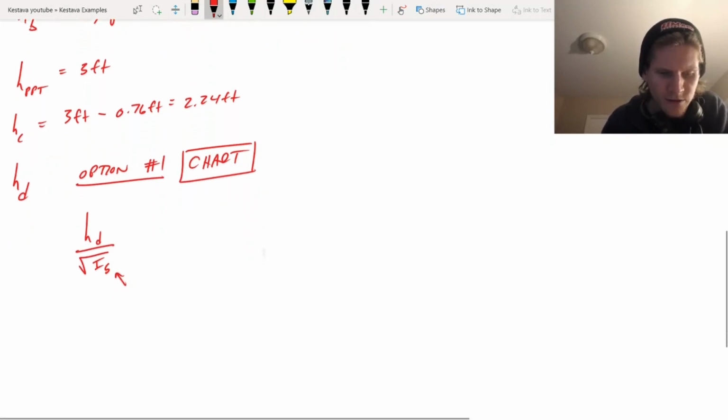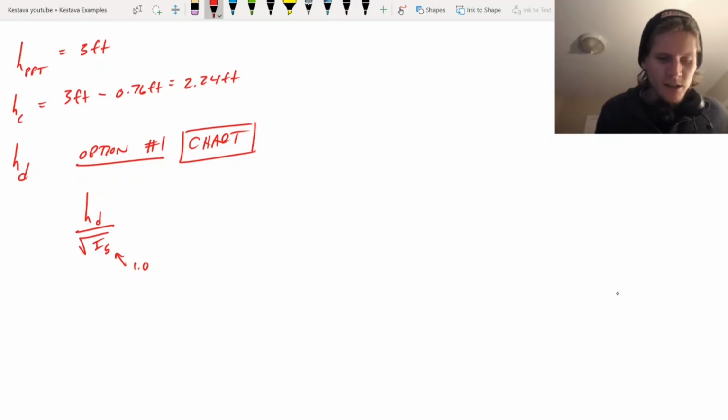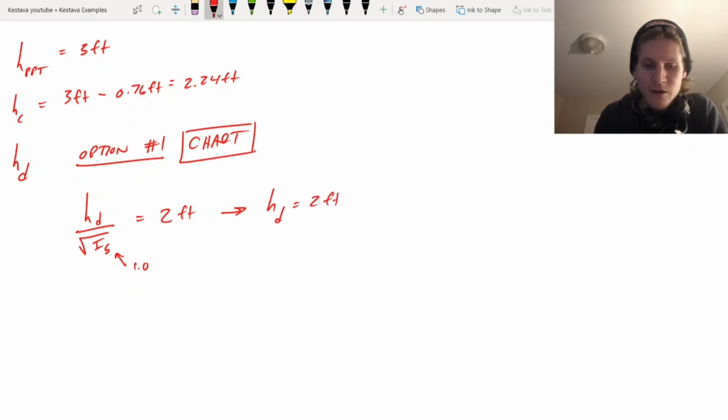Well, we know the importance factor of snow is just 1.0, and the square root of 1.0 is just 1, and then H sub D divided by 1 is just H sub D. So that all crumples out to, and it actually equaled 2 feet from what the chart showed us. Because the square root of 1 equals 1, and then H sub D divided by 1 just gets you H sub D equal to 2 feet. Now, if your importance factor was anything but 1, then that changes a little bit, so just keep track of that one. So H sub D is equal to 2 feet.